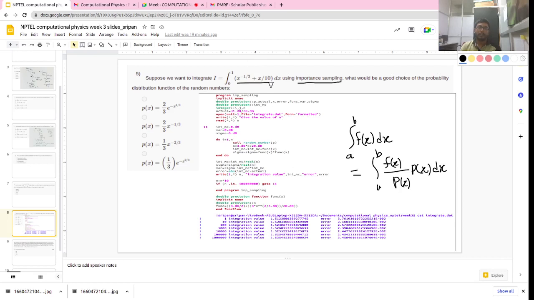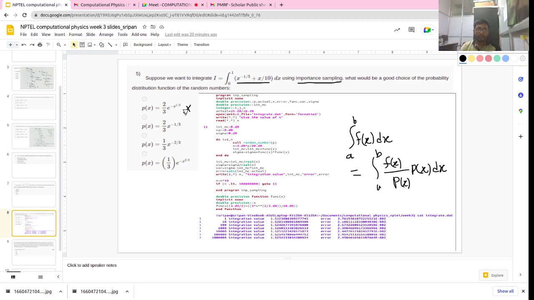That will not simplify your equation, because you already have x to the power minus 1/3, and then you are taking the exponential of minus x to the power 1/3, then it will be more complicated for this process, right? So this cannot be a good choice.